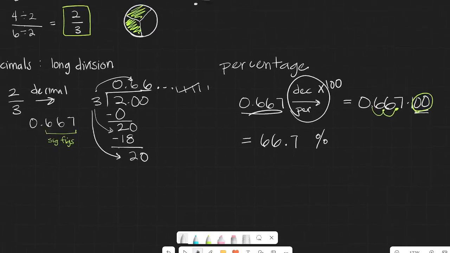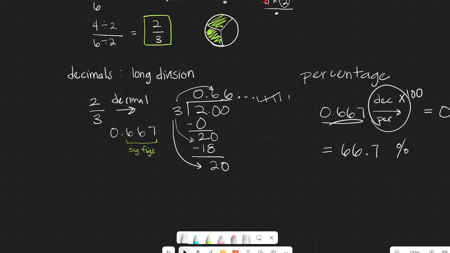So here was a basic arithmetic lesson for you all.